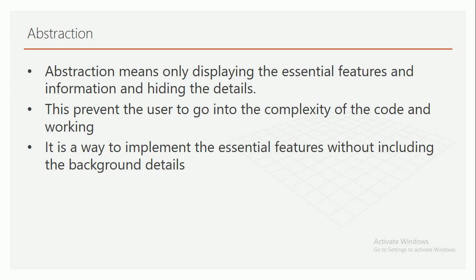If you are using object-oriented programming, the abstraction feature enables us to only display the essential features and information and hide the details. Also, this prevents the user from going into the complexity of the code and working. So this will not allow the user to go into the complexity of the codes and the working of the circuit. It is the way to implement the essential features without including the background details.